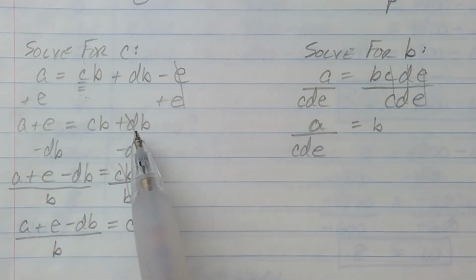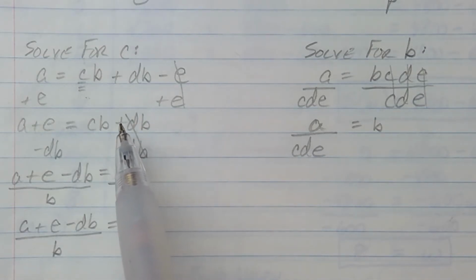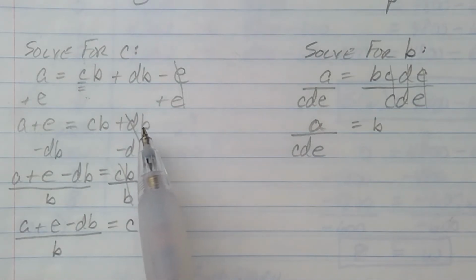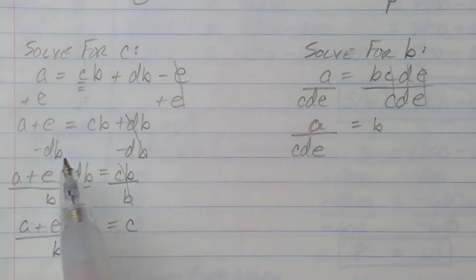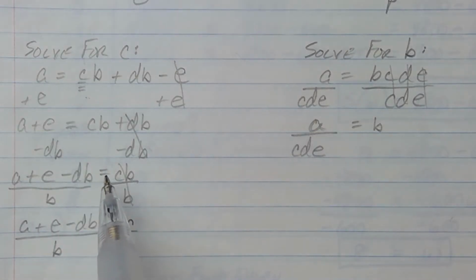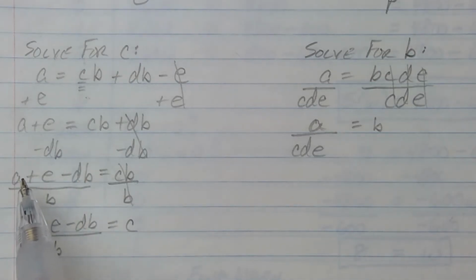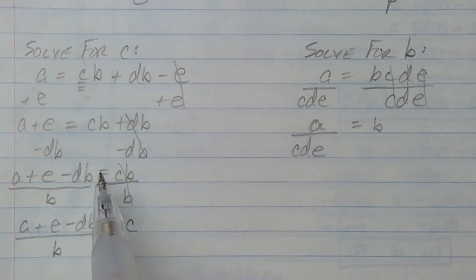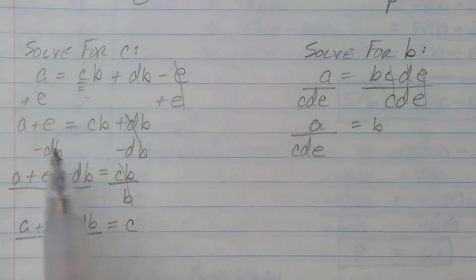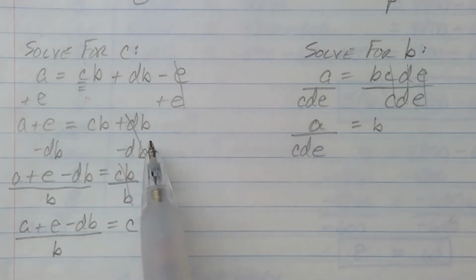All right, so just think of that as one number. To get rid of plus any number, you just minus that number. So I'm going to minus this number, dB, both sides. I'm going to bring my equal sign down and write a new equation. So on the left, I have A plus E minus dB equals CB. The dB's one away from the right.